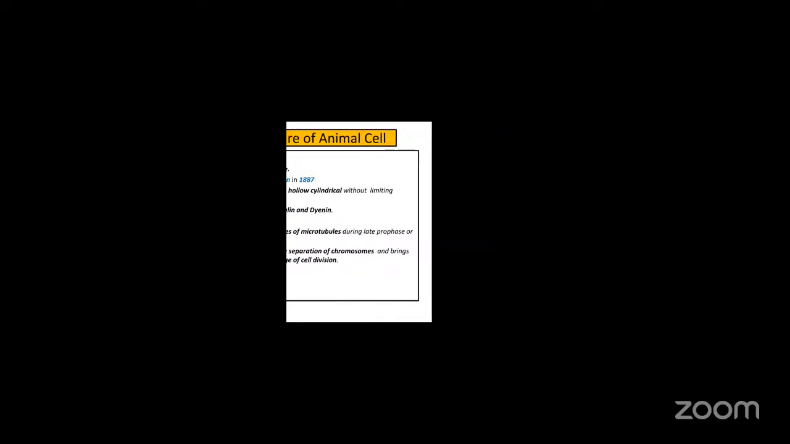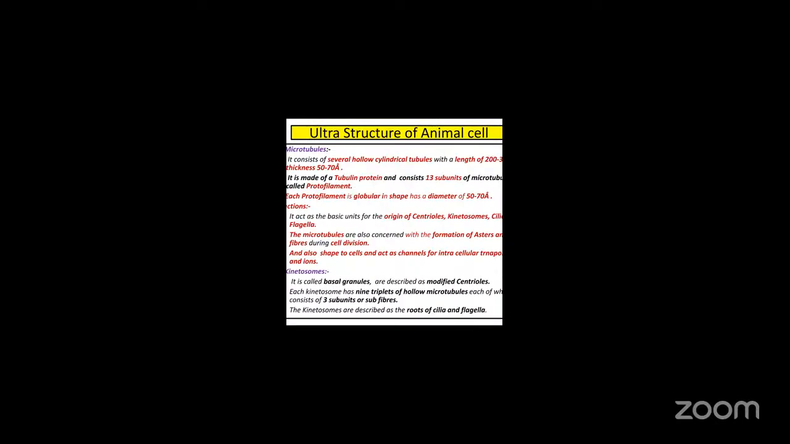Now, next is what? Microtubules. Apart from the centrioles, the animal cell also possesses a number of tubules, which we call microtubules, which are hollow cylindrical tubules, with a length of 200 to 300 angstroms and thickness of about 50 to 70 angstroms. It is made up of a protein called tubulin protein, and it consists of about 13 subunits called protofilaments. Each protofilament is globular in shape and has a diameter of about 50 to 70 angstroms.